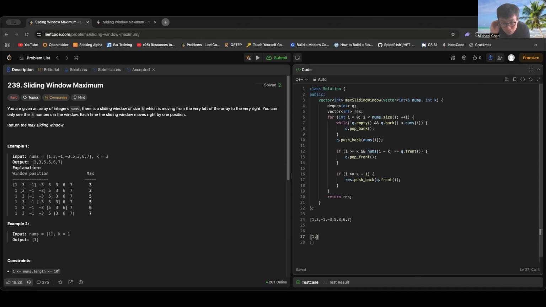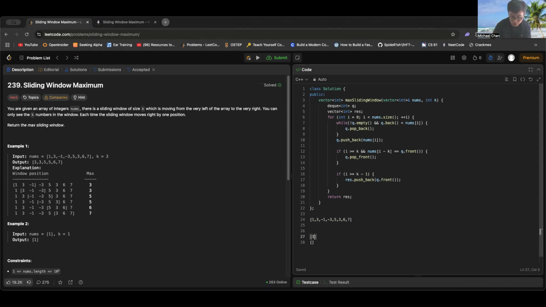And then it'll be next, which is 3. Okay, and then it is not equal. And q back is smaller than nums i, which is 3. So I'll pop it. And then I'll push 3 in because it's empty now. And then i is smaller. Therefore, I go to the next one.